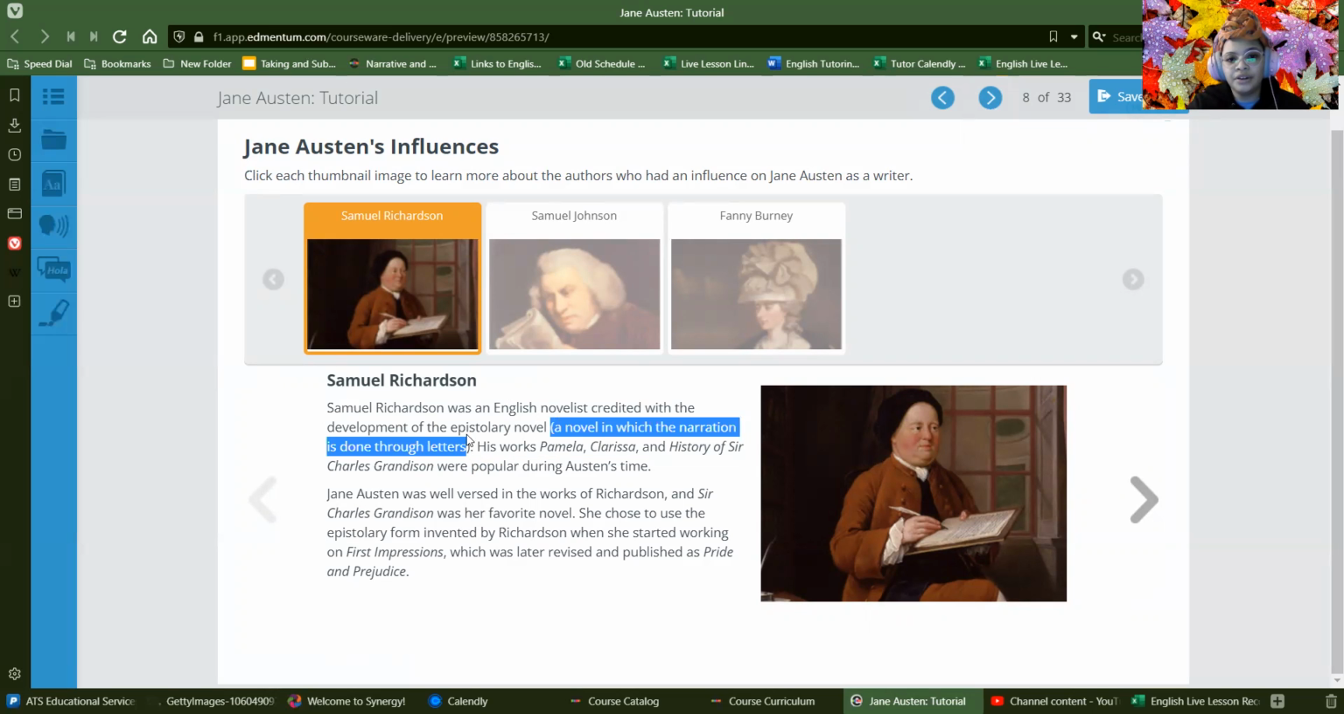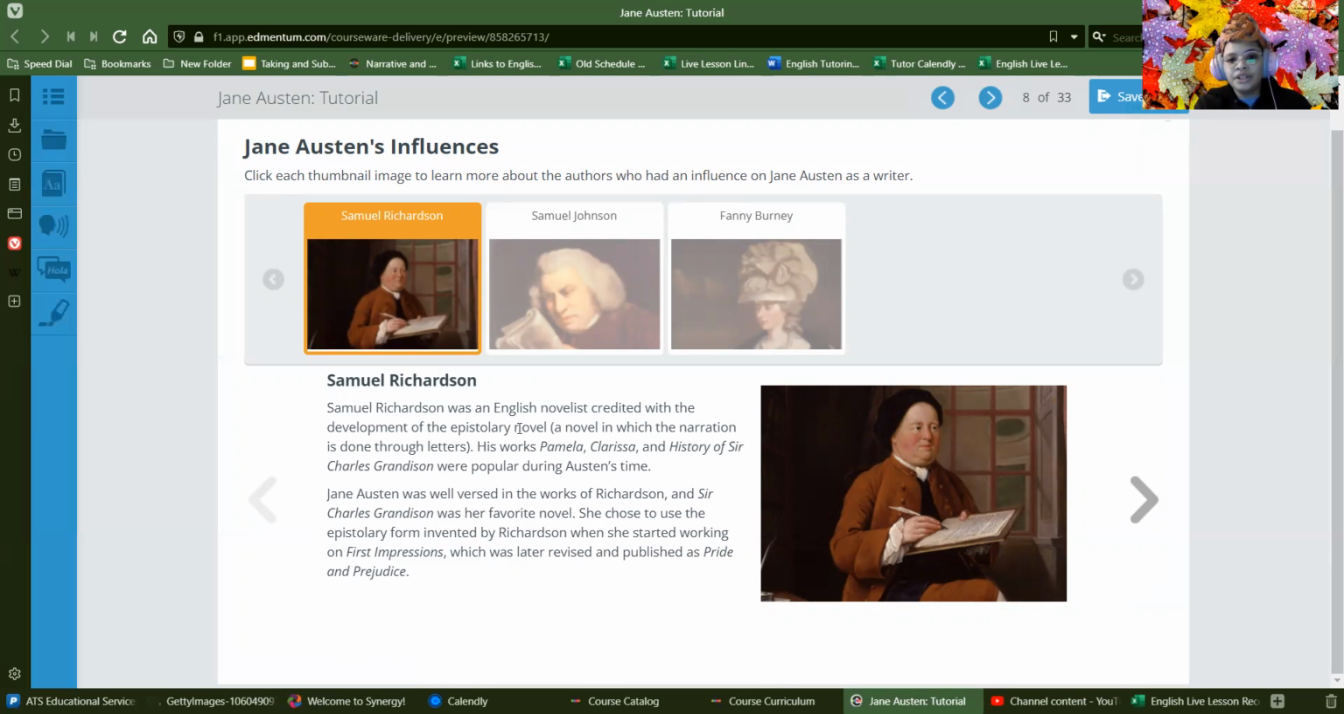That's right here. That should definitely be in your notes. That is an epistolary novel. So any novel where the writing is done through letters that are sent back and forth, that's called an epistolary novel. And he was the person who came up with that, or at least that we think historically came up with that. So they give you a few of his books and tell you what his important works are. And it says here that Jane Austen was well versed in the works of Richardson. And Sir Charles Grandison, that's one of Richardson's works, was her favorite novel.